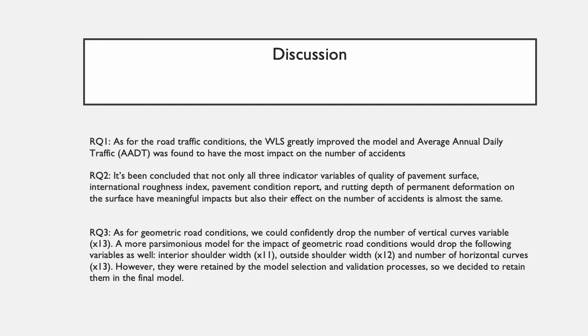For research question 3, in which we aim to investigate the impact of geometric road conditions related variables, we could confidently drop the number of vertical curves variable, and a more parsimonious model would be one that drops the interior shoulder breadths, the outside shoulder breadths, as well as the number of horizontal curves variable from the model. However, we decided to retain them in the model because they were not dropped during the model selection and the validation processes. However, it is very clear that the number of lanes, which is x9, and the median width, which is x10, are the most impactful in this question.